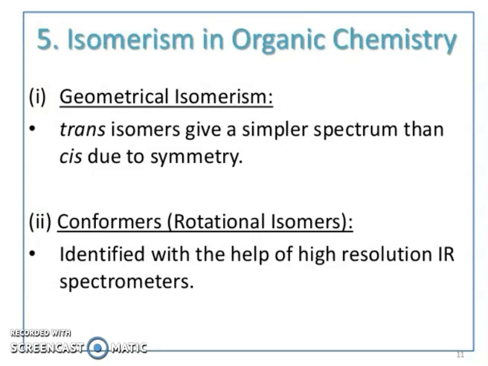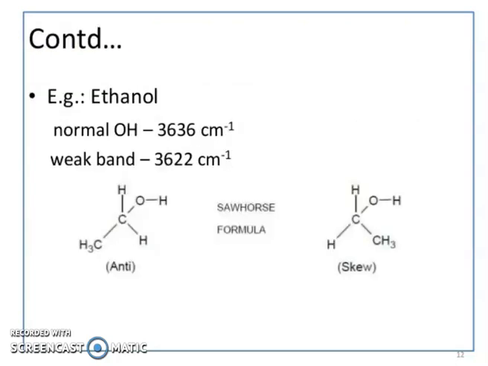Geometrical isomerism: trans isomers give a simpler spectrum than cis due to symmetry. Conformers, rotational isomers, are identified with the help of a high resolution IR spectrometer. So, ethanol normal OH 3636, 3136, and weak band 3622. So you can see the Newman formula of gauche and skew.